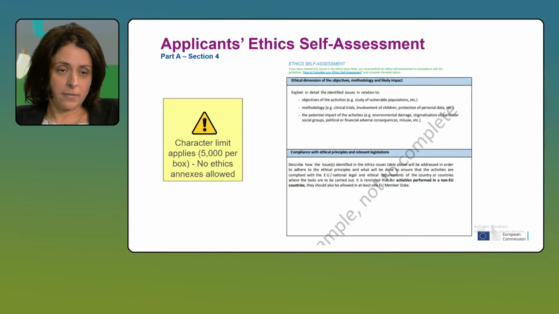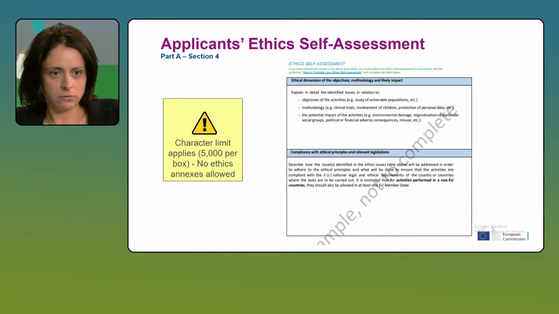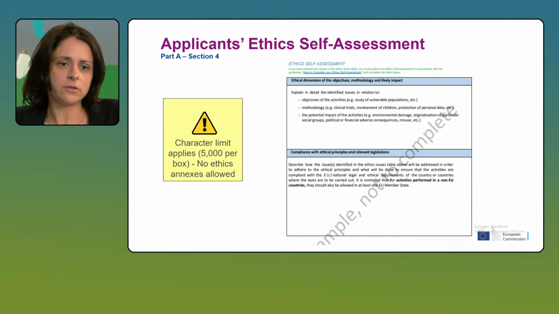Next, please. The second part of section 4 is called ethics self-assessment. If you've answered yes to any of the questions in the table above, you should also fill in these two text boxes and provide the information requested. In the first box, you should provide a bit more detail as to how the issue applies to your research. In the second box, you should explain how you are going to ensure ethics compliance given the issues.